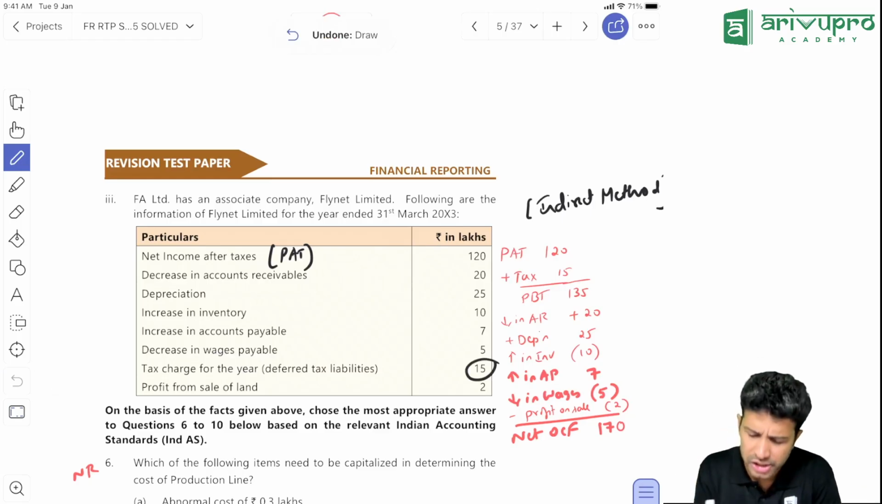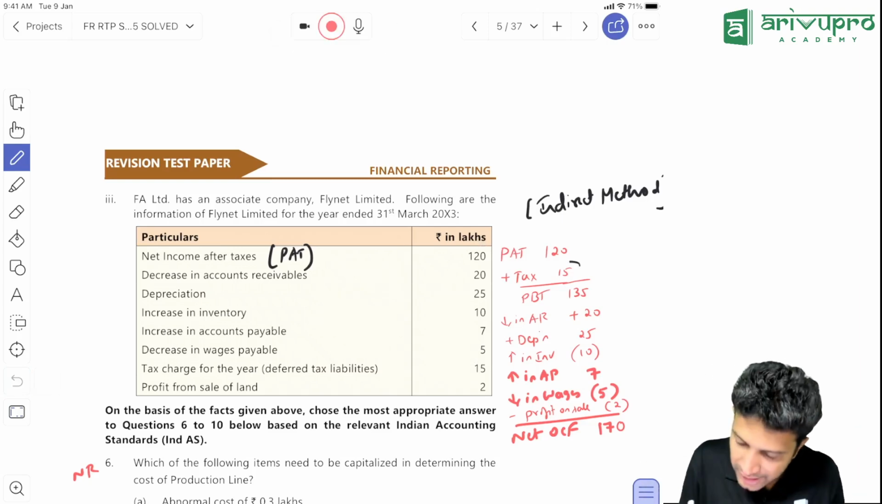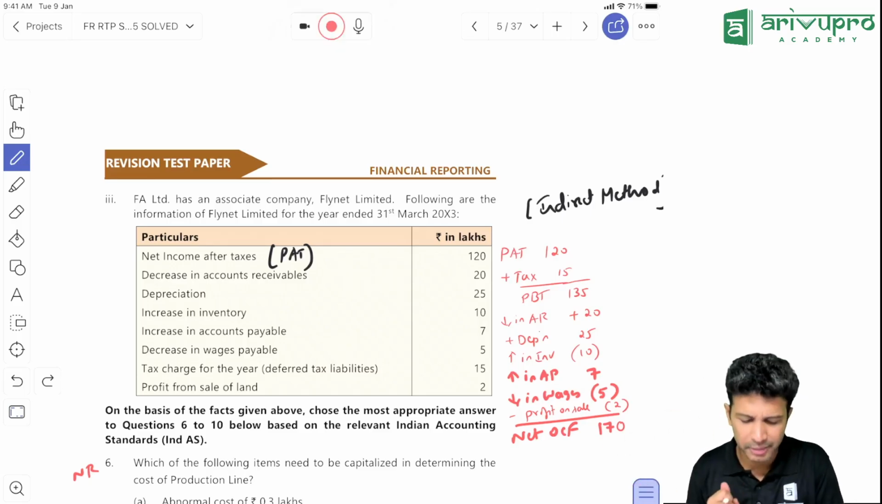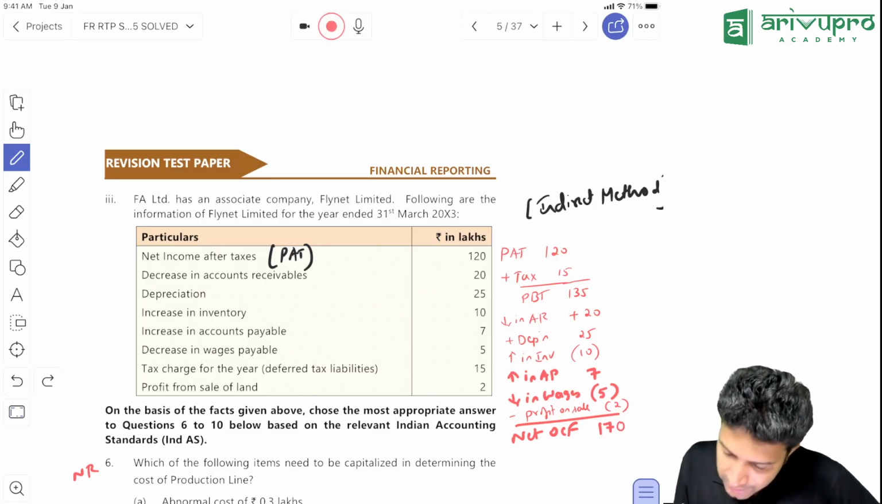This is the total charge you have made, meaning 120 lakh is arrived at after deducting 15 lakh rupees as provision for tax. We don't need that. So first add back the tax, and we want tax paid. That we'll get somewhere at the end, if they give the information. If they don't give it, it's okay. All right, so PAT, add back this.